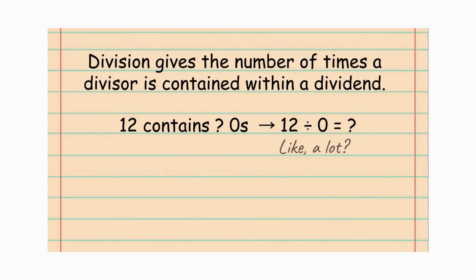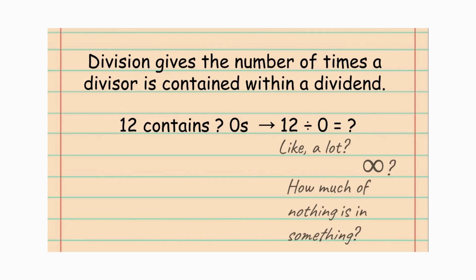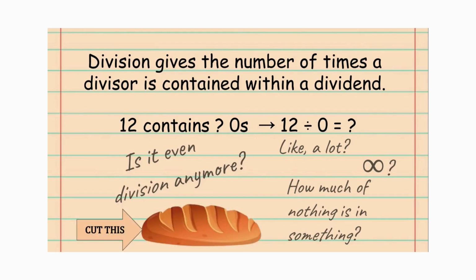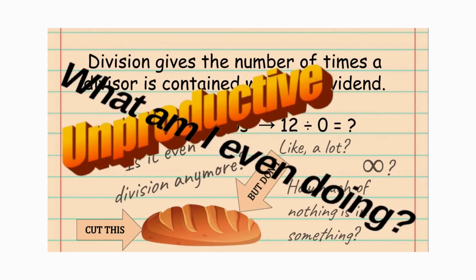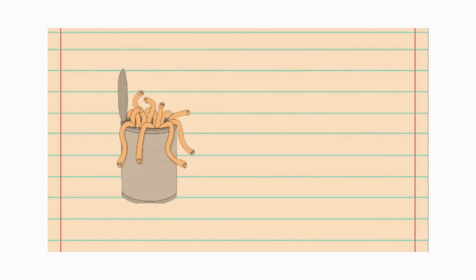Like a lot? Infinity? How much of nothing does something contain? When one tries to divide by zero, is anything actually being divided? It's like trying to cut a loaf of bread by not cutting it. It feels so unproductive. What am I even doing? What does it all mean? As you can see, dividing by zero opens up such a big can of worms that mathematicians are like, nah bro, let's not. So just listen to your teacher.